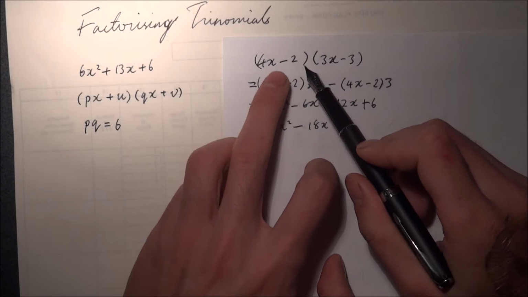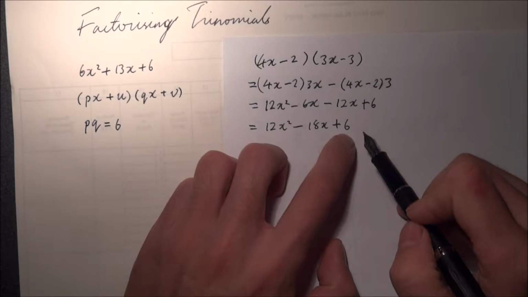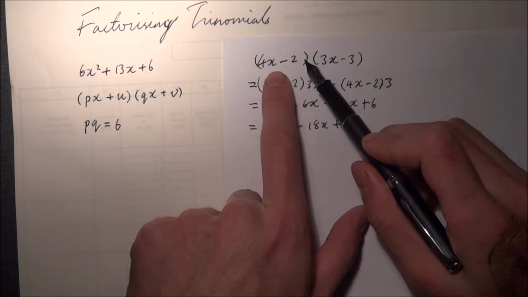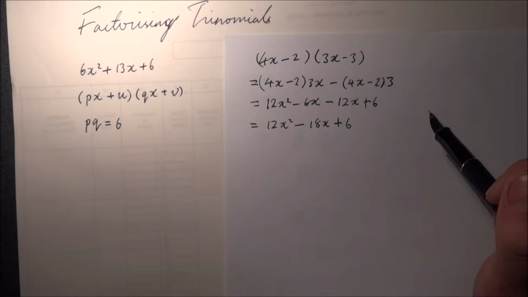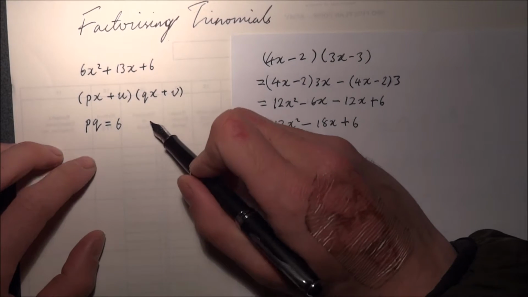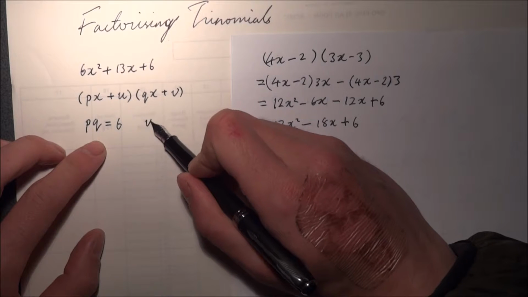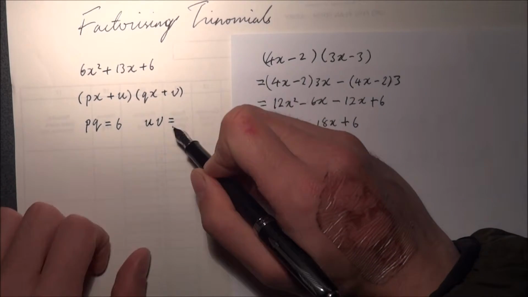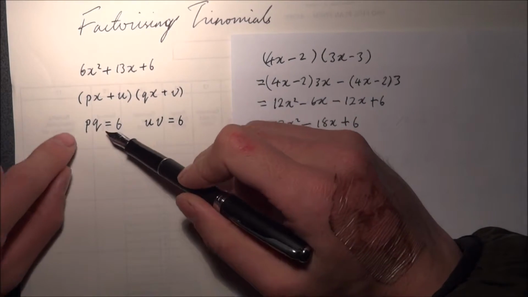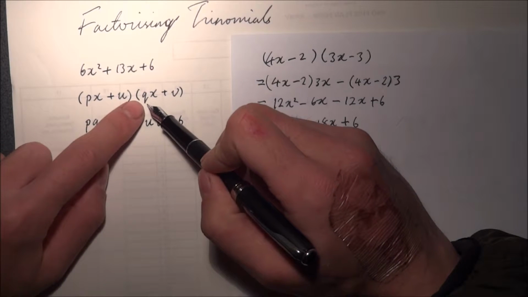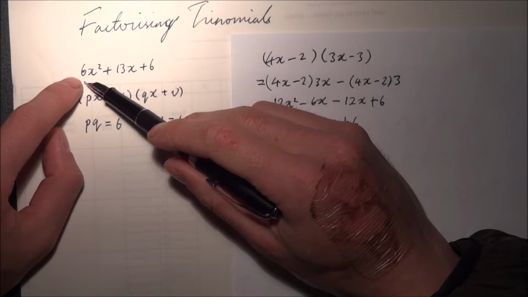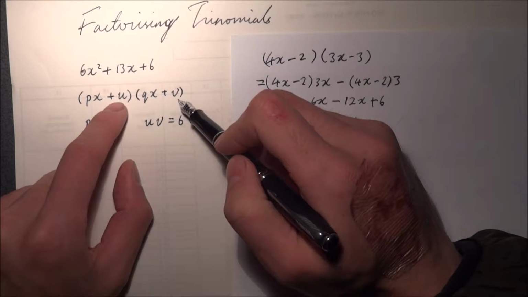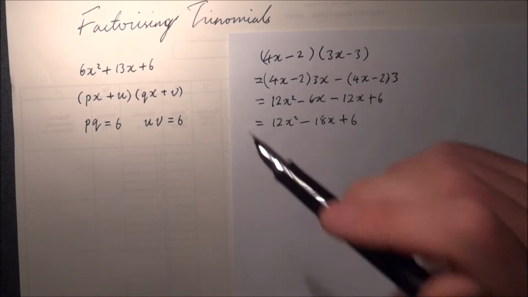And similarly, the constant term of the trinomial is the product of the first and the second constant terms of the binomials. So the first and second constant terms, u times v, has to equal 6. So the product of the coefficients of the x terms has to equal the coefficient of x squared, and the product of the constant terms has to equal the constant term.